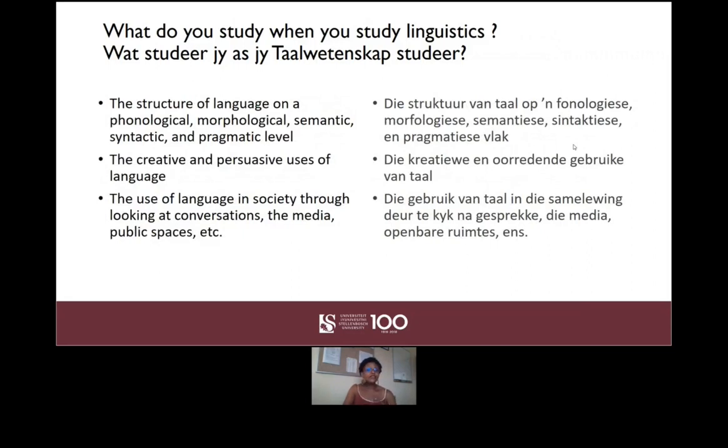And we also look at the creative and persuasive uses of language. For instance, how do we use language to do things like advertising or showing or indexing our identities? We also look at the use of language in society through looking at conversations, the media, and public spaces, and such things.